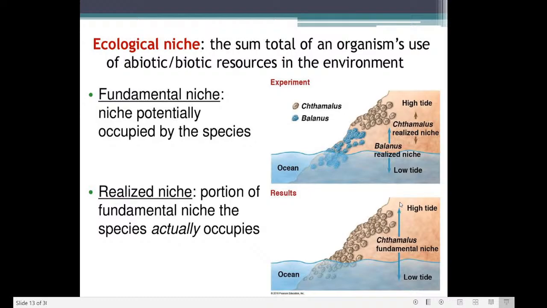Next is the ecological niche. In the ecological niche we have two concepts. One is the fundamental niche and another one is the realized niche. The fundamental niche is the niche potentially occupied by the species. Here you can see an ocean area with two types of shrimps, species 1 in brown color and species 2. They are occupying one particular place in a balanced way. The realized niche is a portion of the fundamental niche that the species actually occupies.